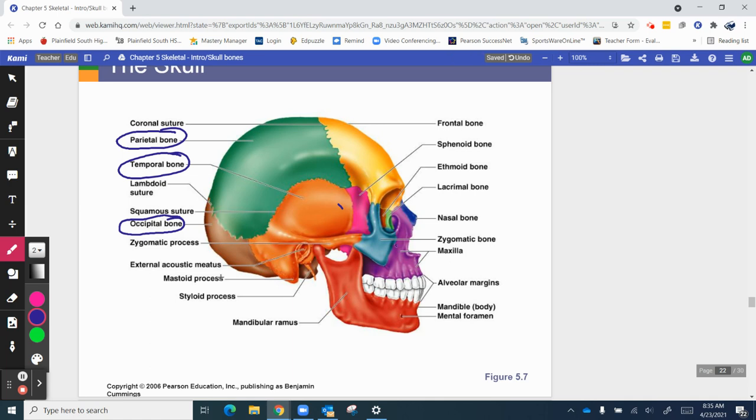Let's see. There are a couple processes here. I don't think we're going to make you guys remember those specifically. So this is the mastoid process, styloid process. This is where a lot of our muscles attach.